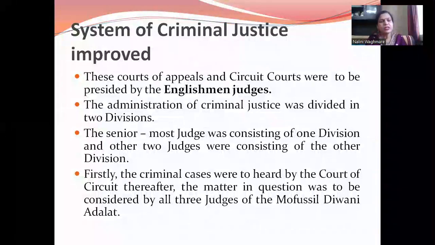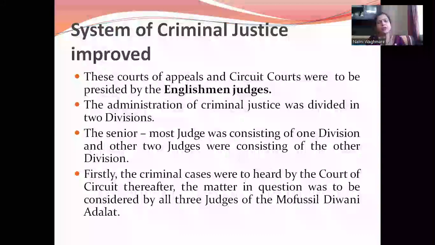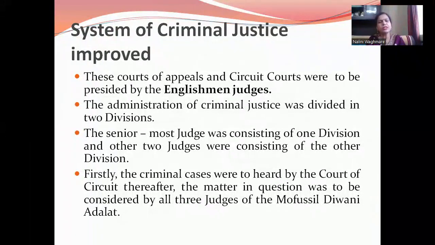Then the system of criminal justice improved. Under that, these courts of appeals and circuit courts were to be presided over by Englishmen judges only. The administration of criminal justice was divided into 2 divisions. The senior most judge constituted 1 division and the other 2 judges constituted the other division.